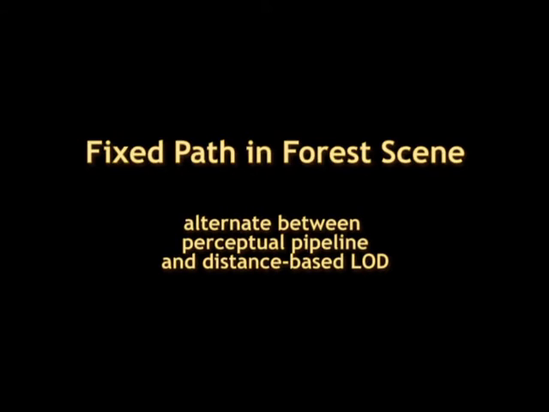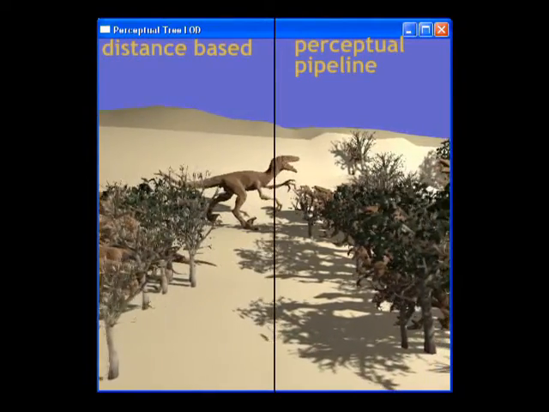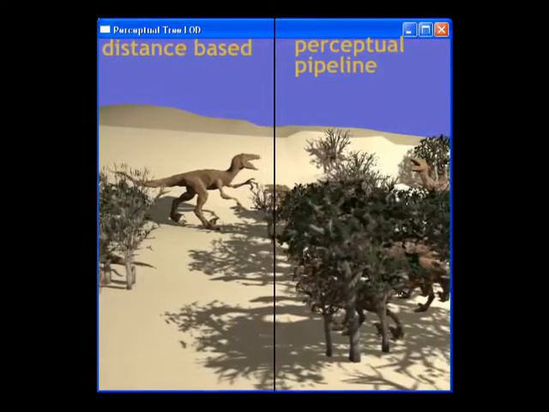Our next scene is an outdoors forest scene. Similarly, we compare our approach to distance-based LOD. For the large raptors chasing the smaller dinosaurs, our approach chooses higher levels of detail, maintaining better visual quality.